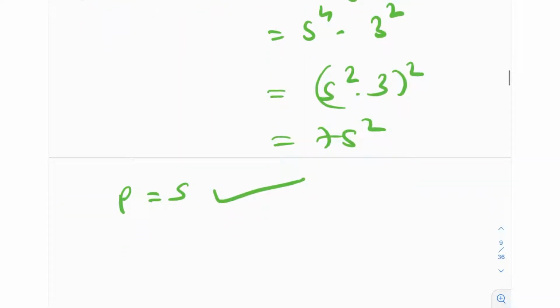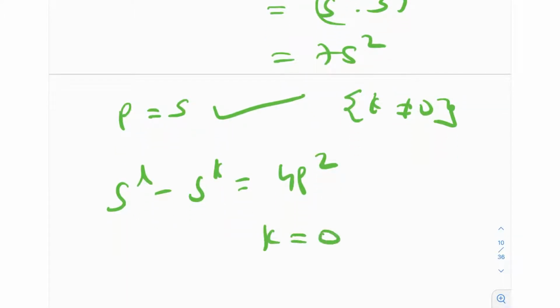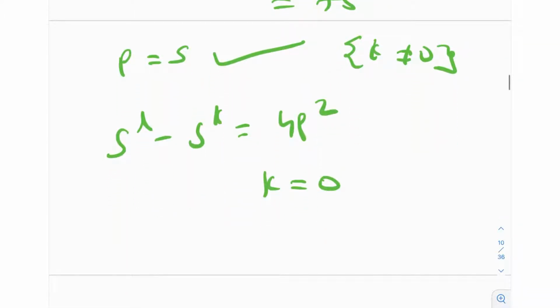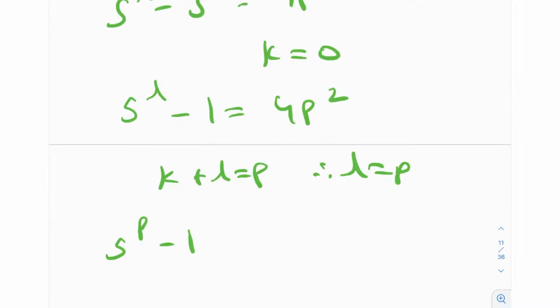So this is when k is not equal to 0, right? Now what about when k is equal to 0? So we had formed this equation 5 raised to the power L minus 5 raised to the power k is equal to 4p squared, right? So now let's analyze when k is equal to 0. So 5 raised to the power L minus 1 is equal to 4p squared, right? And since k is equal to 0, we had also noted that k plus L is equal to p. So therefore L becomes p. So 5 raised to the power p minus 1 is equal to 4p squared.